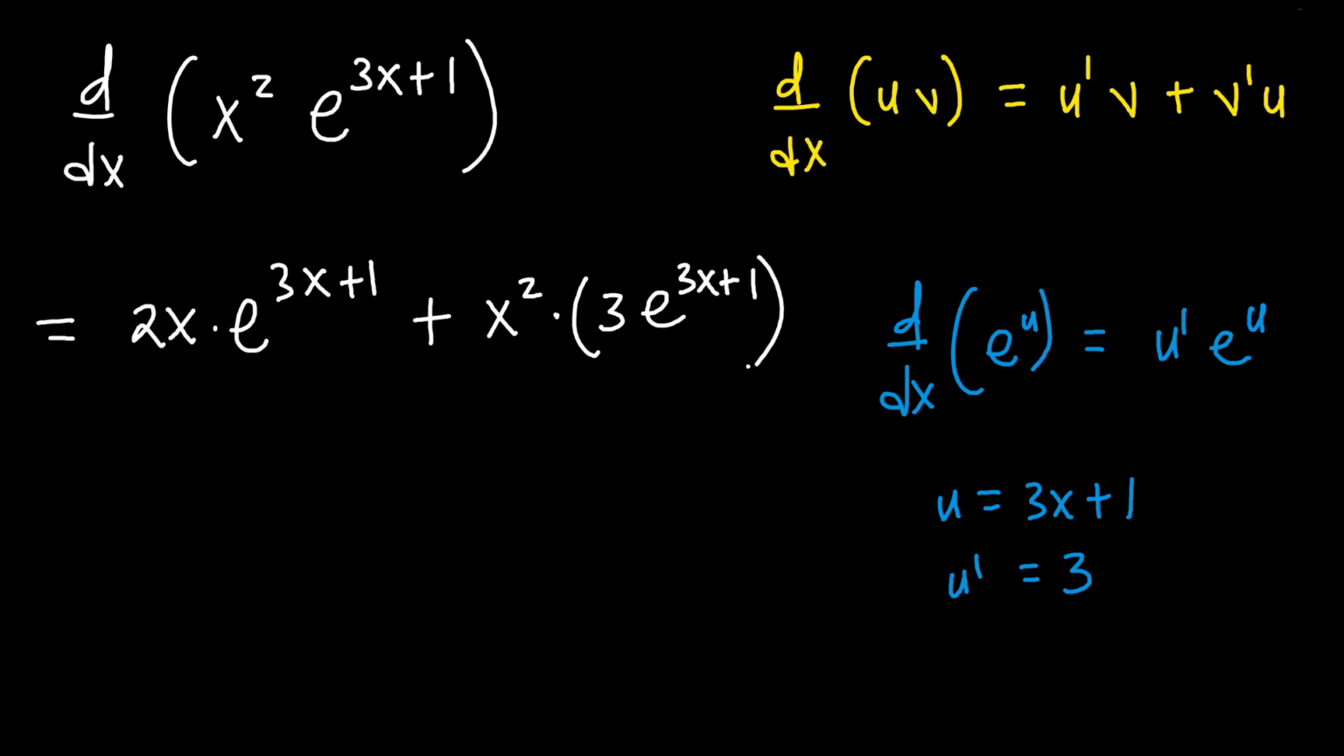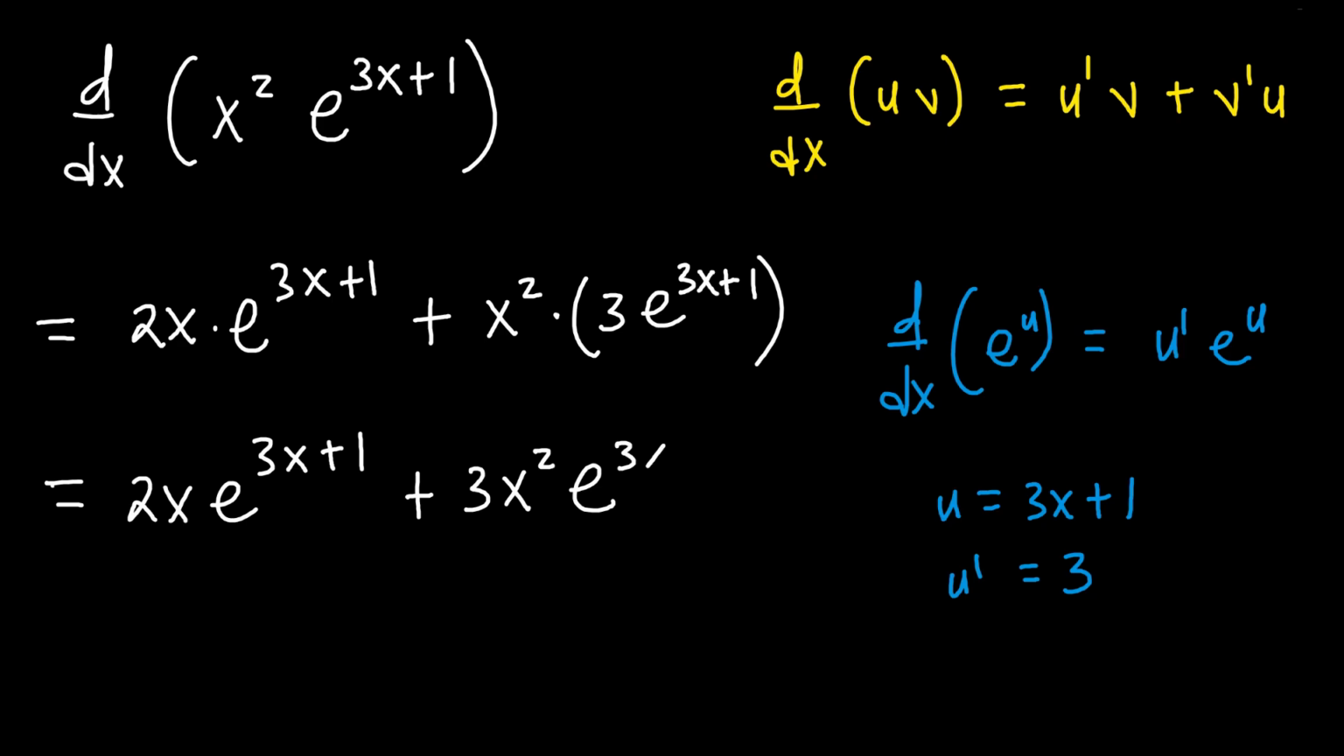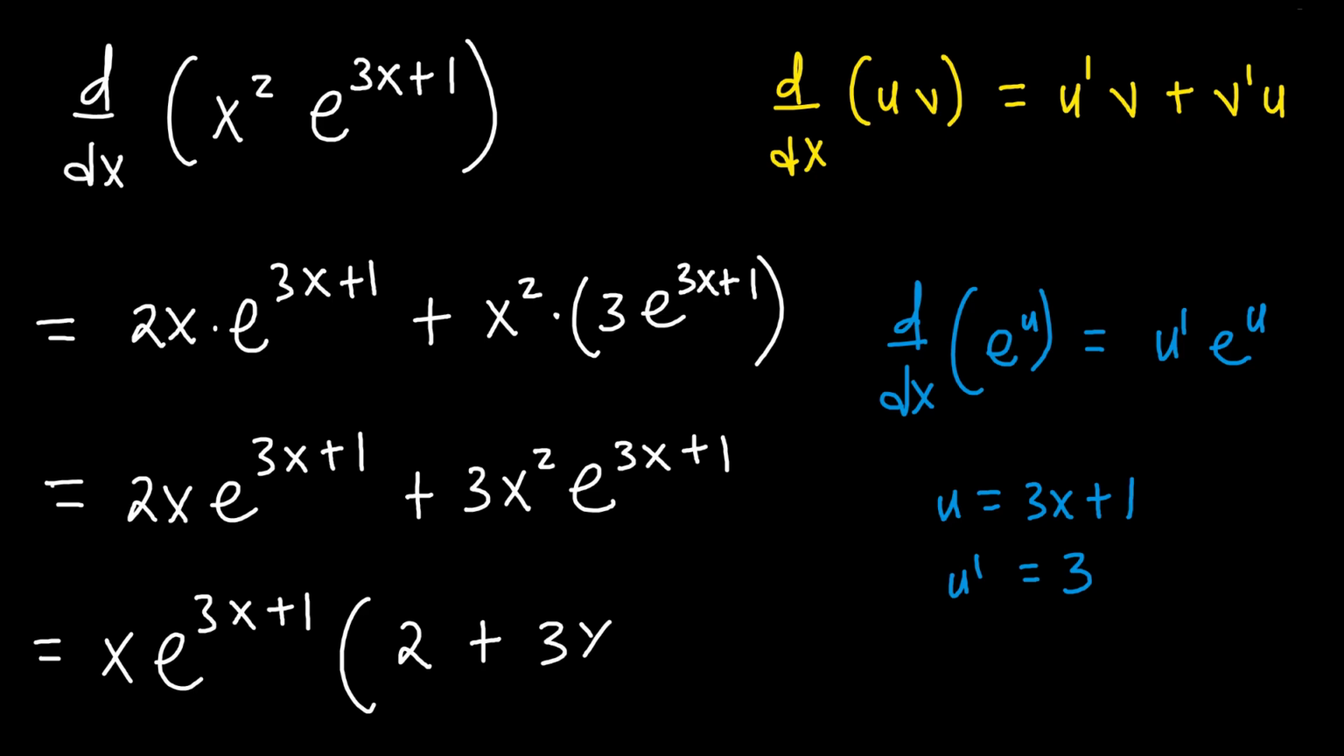So this will be equal to 2x times e to the power of 3x plus 1, and then plus 3 times x to the power of 2, and then times e to the power of 3x plus 1. And at this point, we can take out x times e to the power of 3x plus 1, because it is a common factor. So we shall have x times e to the power of 3x plus 1 into, for the first part we shall remain with 2, and then for the second part we shall remain with 3x, and that's our answer. Therefore, that's how you can differentiate exponential functions.